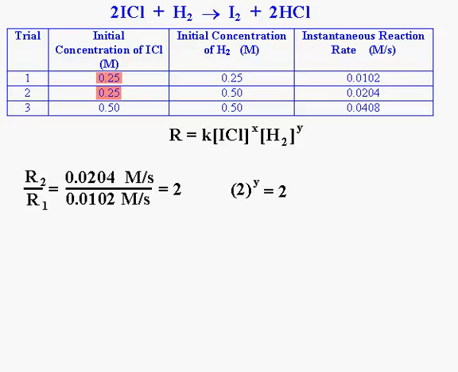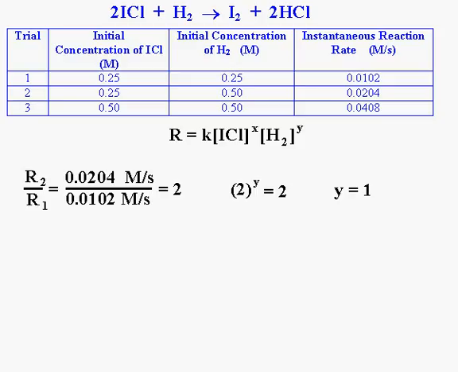So the only question I have to determine is, what number fits into Y? So that when I raise 2 to the Y power, I get 2. I take the change in concentration, 2. I raise it to my power, Y. And that has to equal the change in rate, 2. So what does Y have to be? Y has to be 1. 2 raised to the 1 power is 2. So we use these 2 trials to figure out what Y is.